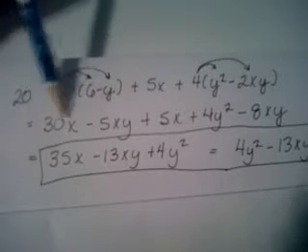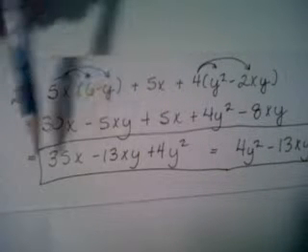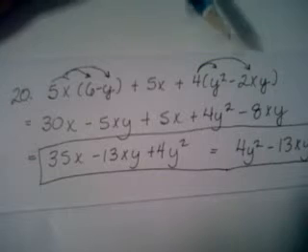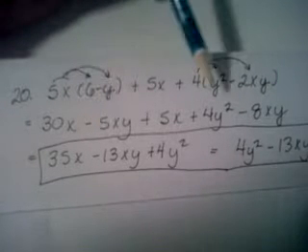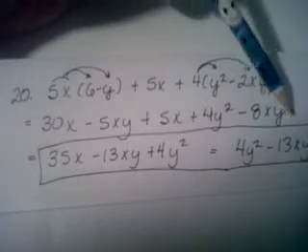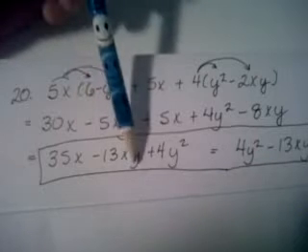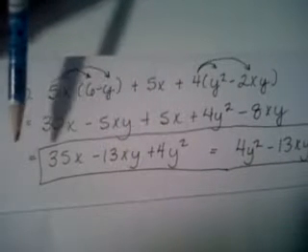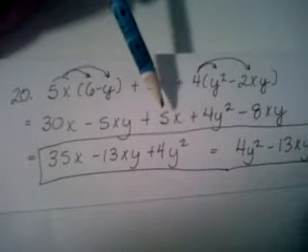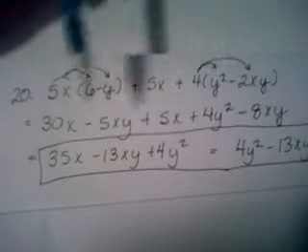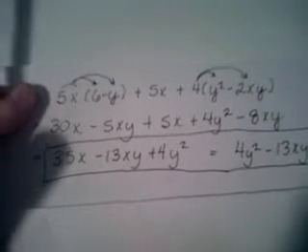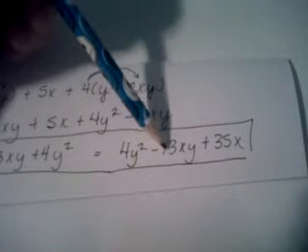Now I'm going to combine like terms. I have a 30x here and a 5x there, so that combines to be a 35x. I have a minus 5xy here and a minus 8xy there, so that combines to give me a minus 13xy. And I have plus 4y squared. Now if I want to write that in better order, going from smallest to largest, I can rewrite it as 4y squared minus 13xy plus 35x.